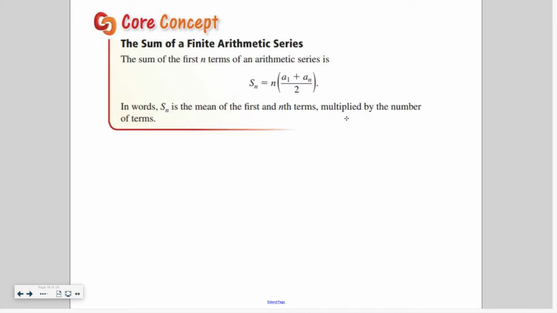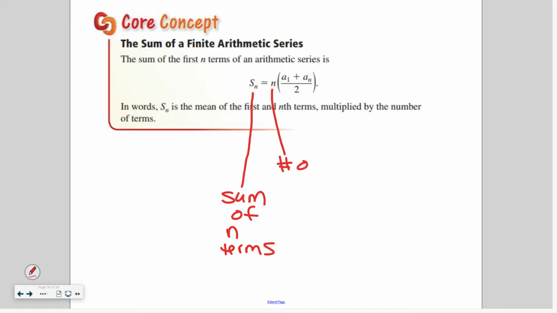So this thing here, the S of n, is the sum of n terms. The n stands for how many terms we are adding up: the sum of 100 terms, the sum of 20 terms, whatever the case might be. That's what S of n stands for. Now the n itself is the number of terms. So if we have 20 terms that we want to add together, 20 is my n. A1 still stands for what?